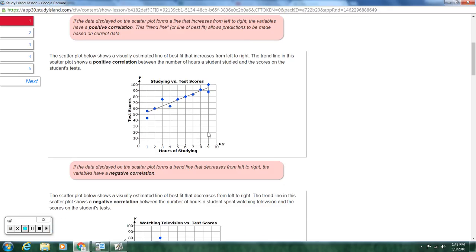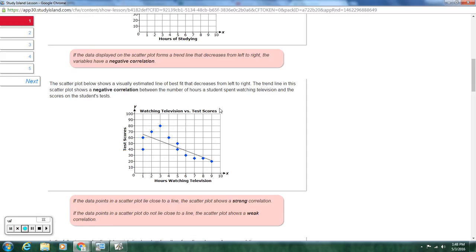Just like on a negative correlation, they've drawn a line in here, but look, as the hours that you watch TV goes up, what will happen to your test score? It's going to go down. So as this one increases, this one decreases, which is a negative correlation.